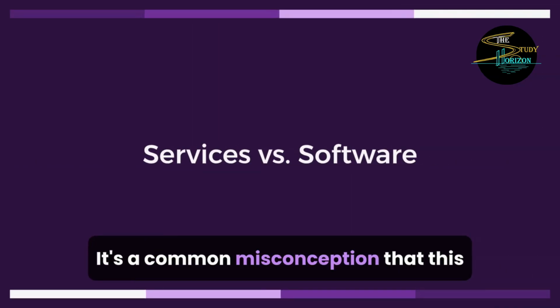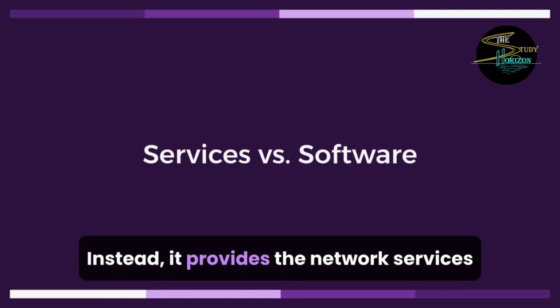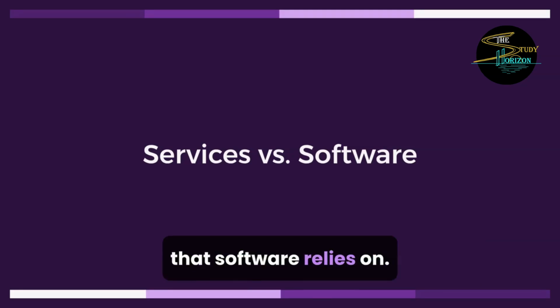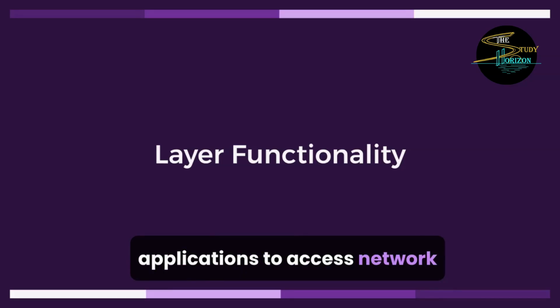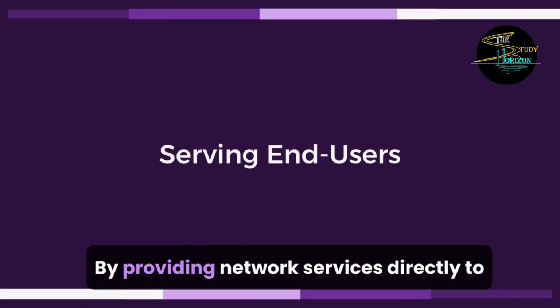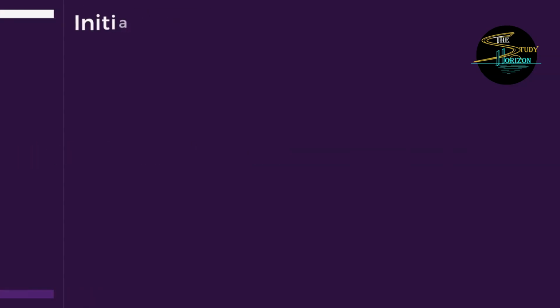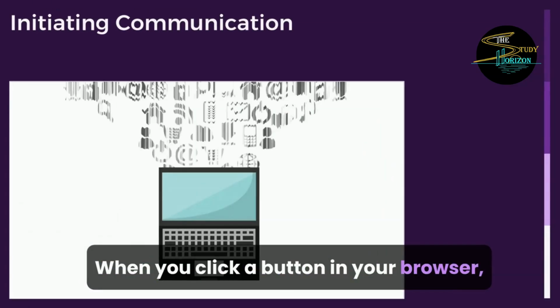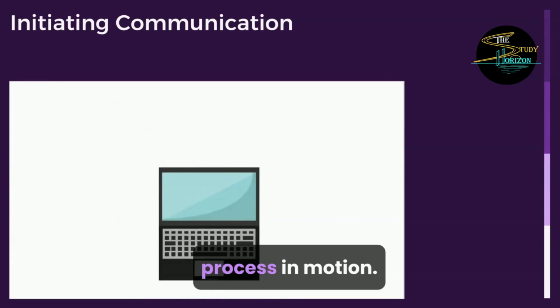It's a common misconception that this layer is the application software itself. Instead, it provides the network services that software relies on. Its primary function is to enable applications to access network resources efficiently. By providing network services directly to end-user applications, it makes complex networking transparent to the user. When you click a button in your browser, the application layer initiates the request, setting the communication process in motion.